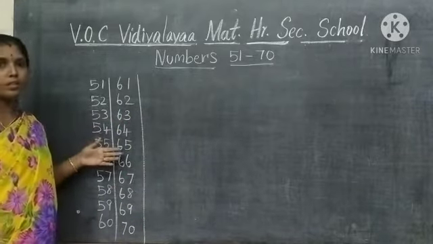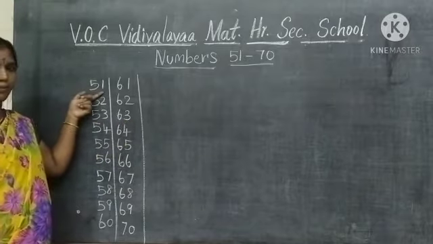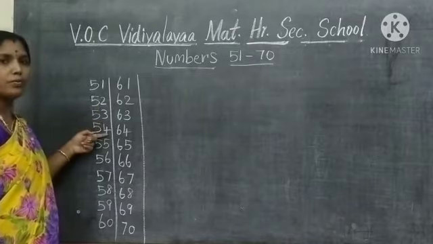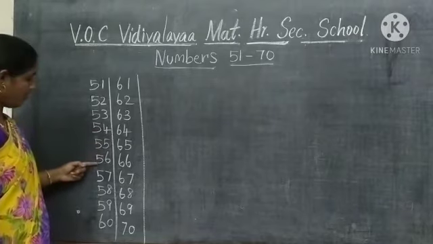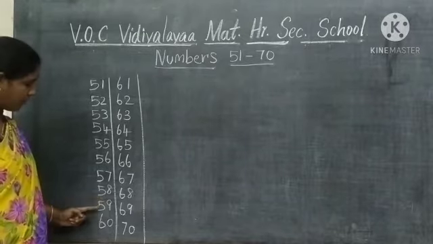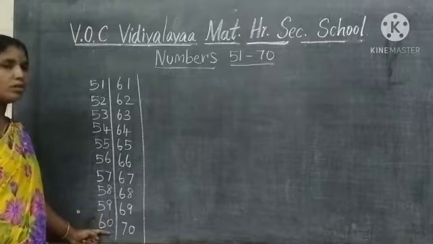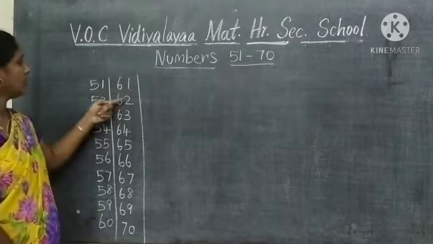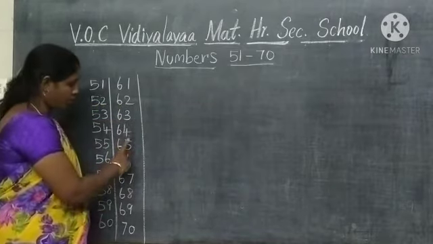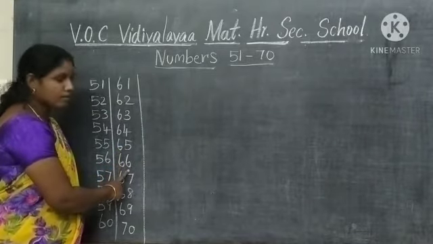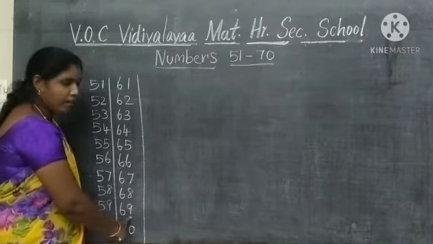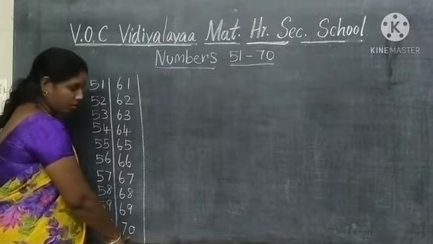Okay, children, did you understand, children? Once again, I'm going to revise this. 51, 52, 53, 54, 55, 56, 57, 58, 59, 60, 61, 62, 63, 64, 65, 66, 67, 68, 69, 70. Okay, children, did you understand?